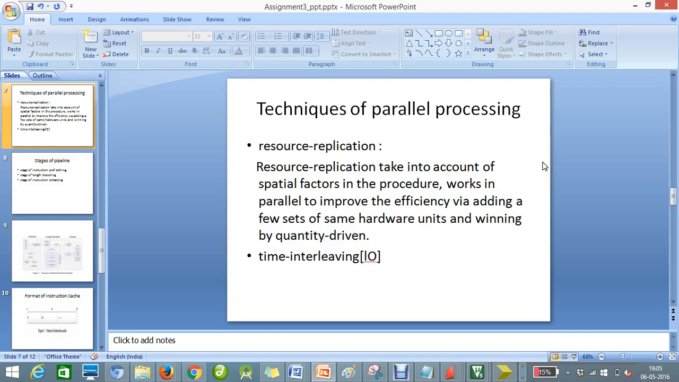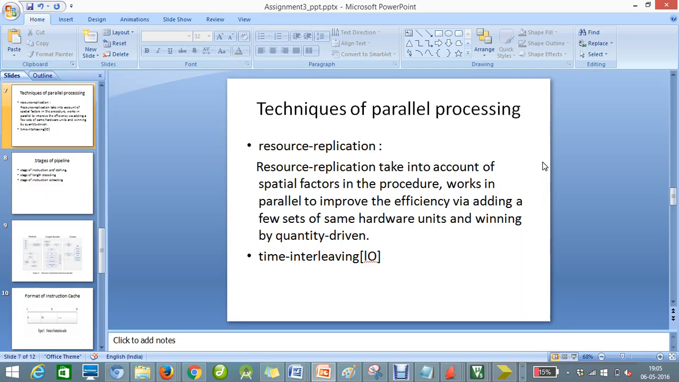In order to speed up the efficiency of the instruction decoding unit, this paper uses these parallel processing techniques, namely the design ideas of resource replication and time interleaving. Resource replication takes into account the spatial factor in the procedure and works in parallel to improve efficiency by adding a few sets of the same hardware unit and winning on quantity.